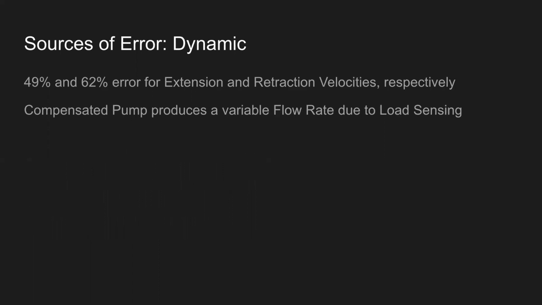For the dynamic section, we had 49% and 62% for extension and retraction. And we chalked this up to the fact that the pump on the excavator has a variable flow rate due to load sensing. Since we were running our experiment with no load on the bucket, it meant that, to save fuel and to be more efficient, the pump only had to output a lower flow rate than the one that we used to calculate on the spec sheet, which is 26.4 gallons per minute, because it didn't need that much fluid going that fast.